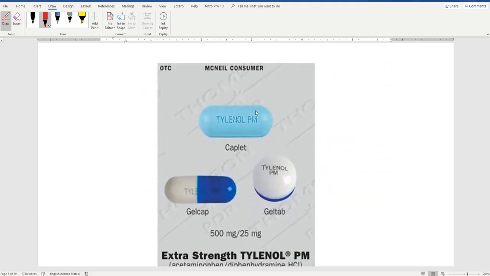Look at the tablet here. This is a normal tablet. We call it a caplet. Why do we call it a caplet? Because the shape is like a capsule, so we say cap. When you have this shape, it allows swallowing to be easier, and it is a tablet prepared by compression. Now, what you see here is a trade name for paracetamol or acetaminophen, which is Tylenol.